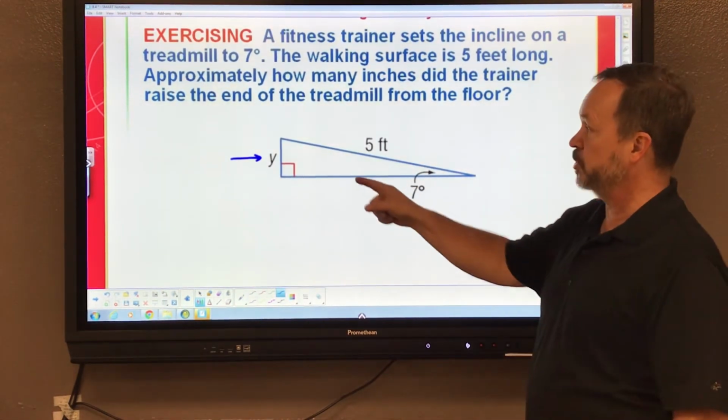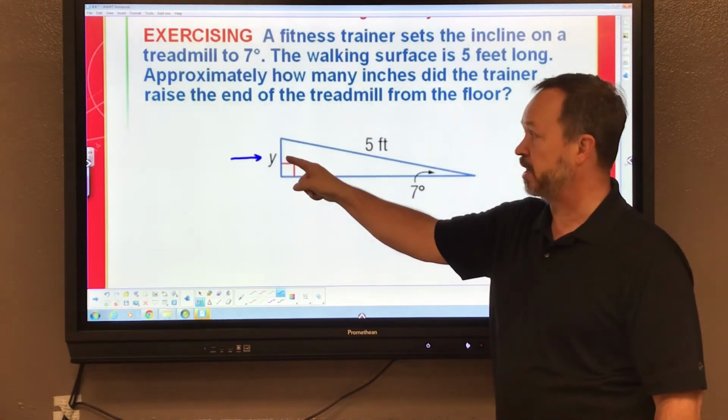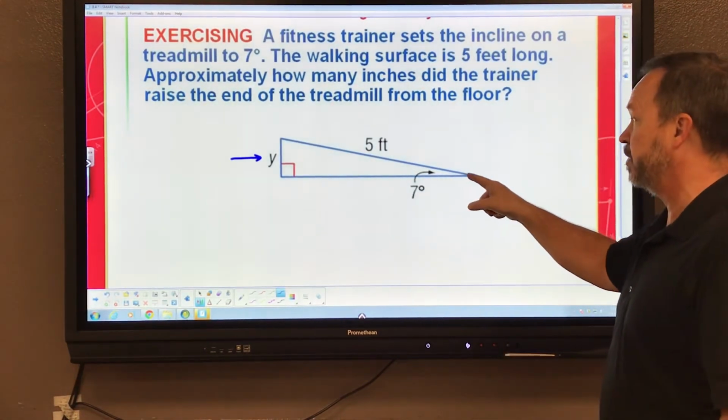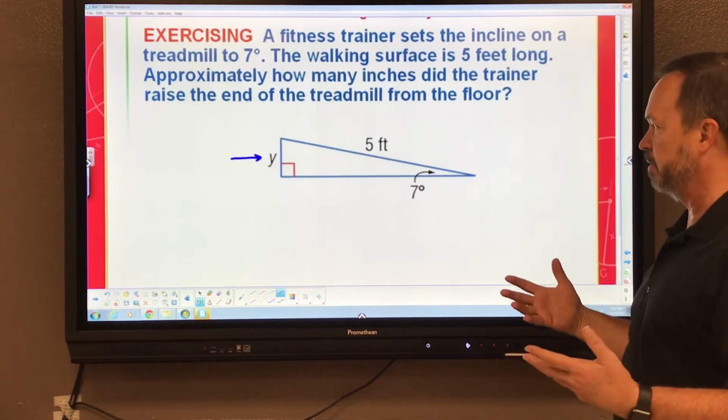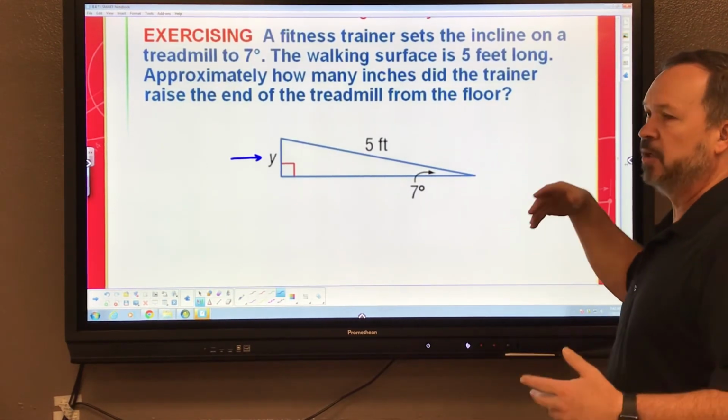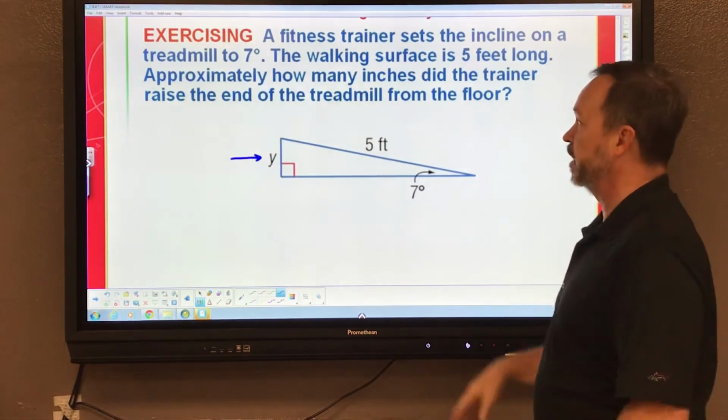Because it's probably going to be easier to measure the inches off the floor than it is the degrees here, because of the way it would work. So you could say, I want this much degree incline. How far do I have to raise it up? And that's what we're looking at here.